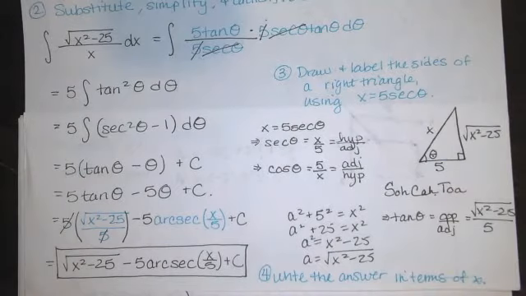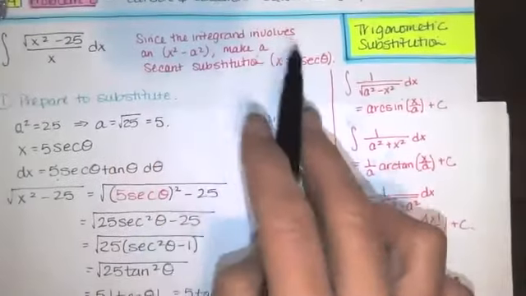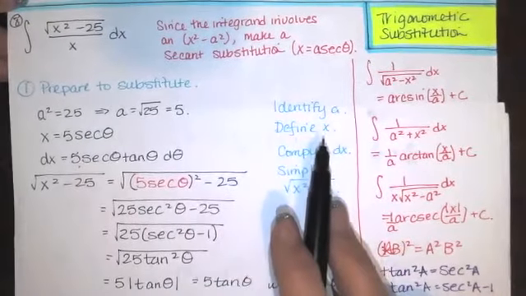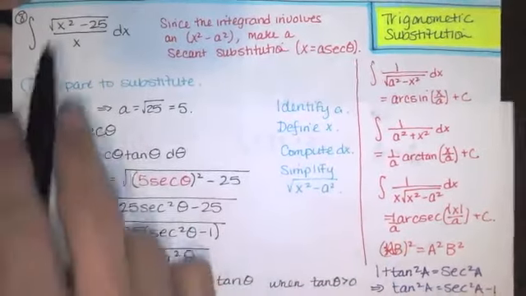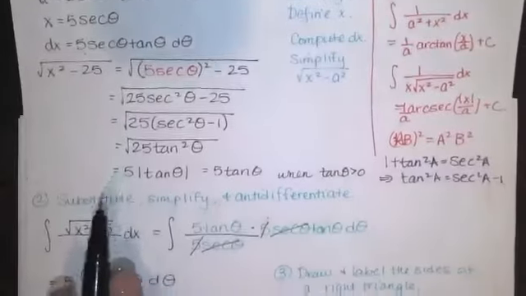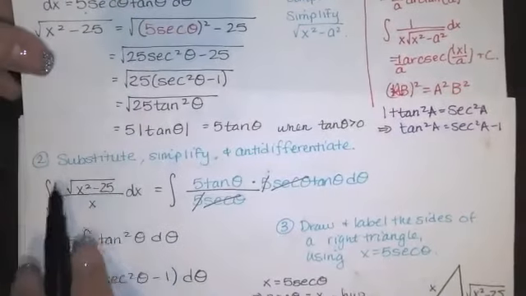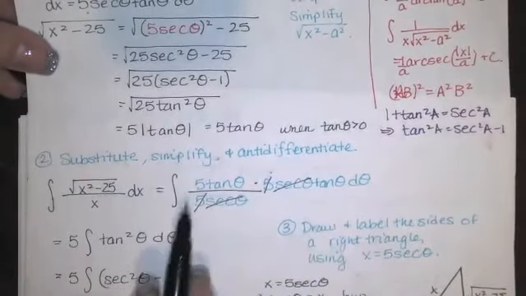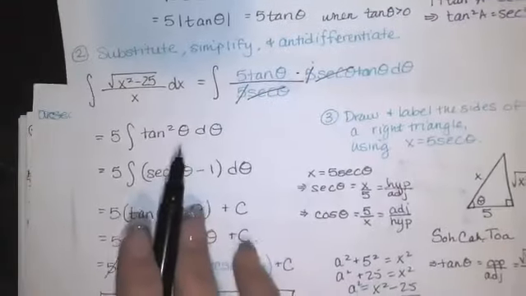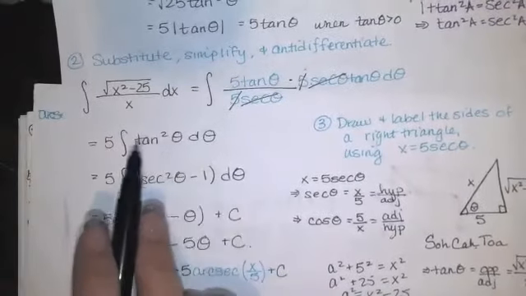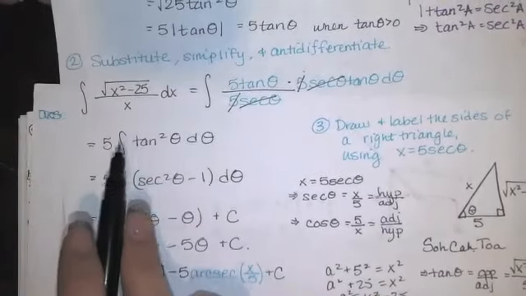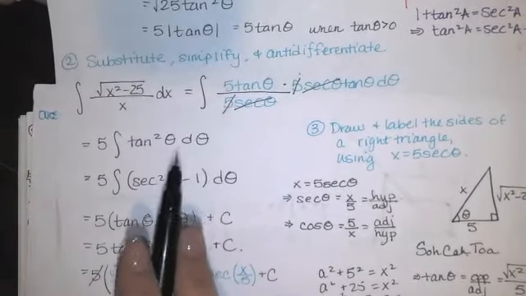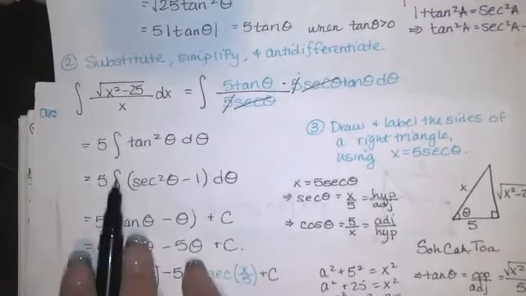So, okay, again, it looks like x squared minus a squared. We make the secant substitution. Prepare to substitute. Identify a, define x, compute dx, simplify the expression under the radical. Then you replace everything. The radical expression was replaced with this. The dx was replaced with this. The x was replaced with that. Simplify. If you need to, look up your trig integrals guidelines to get you from here to here, to get that integral in a form that we can antidifferentiate.